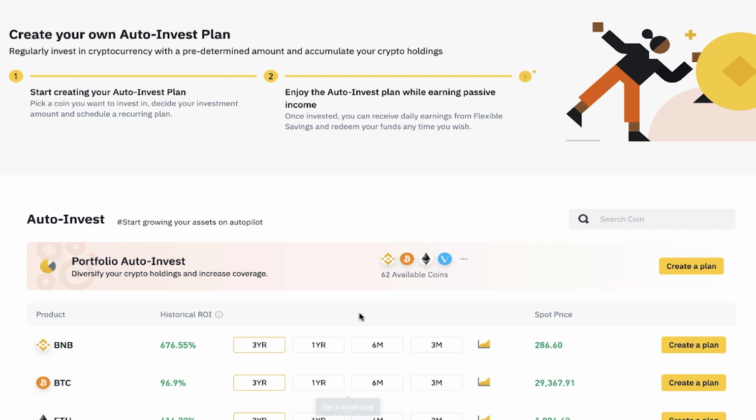This auto invest feature on Binance is an excellent and beneficial way of investing for those of you who DCA in the market, because besides accumulating your crypto holdings, you also automatically earn passive income on your assets. If you're not familiar with dollar cost averaging, it's an investment strategy that can help you to minimize the risk and also to lower the amount you pay for investments on average.